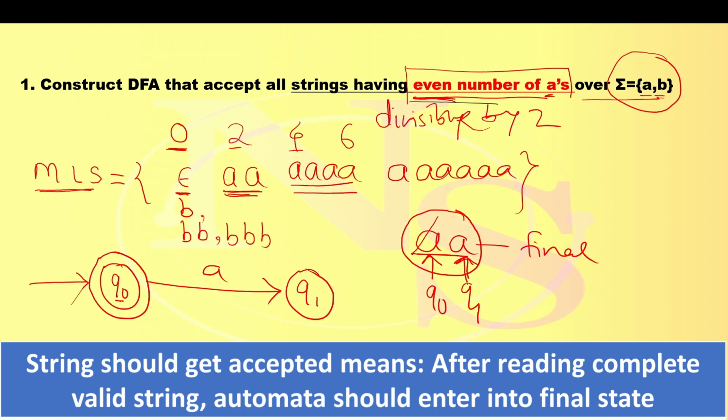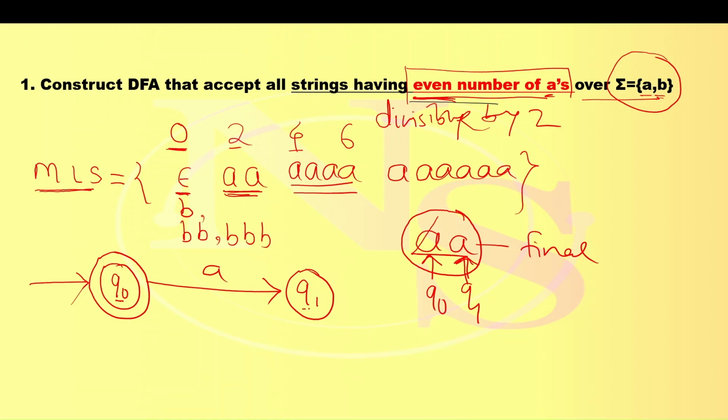So the transition for this a from Q1 should reach the final state. This is our final state. So connect the transition from Q1 to Q0 for the second a. If you observe, the first a is read by Q0 and reaches Q1, the second a is read by Q1 and reaches Q0. Q0 is the final state. So this double a string gets accepted.